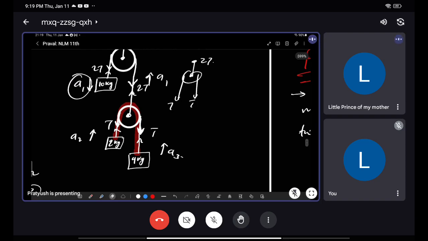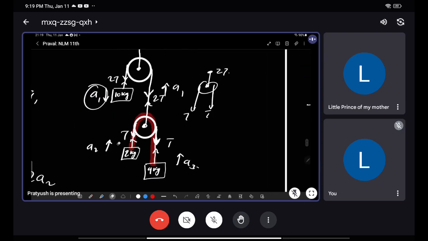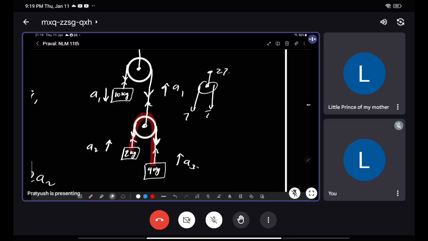See, Hemant, again, see one thing. The tension I have written here already. Tensions are not given in this question. We know that this block is of mass 2 kg and this block is of mass 4 kg. Let us consider that the acceleration of the 10 kg block is A1. It means the string is the same, so this string will have an acceleration of A1 but in the opposite direction. Similarly, for this part we took the acceleration as A2 and for this part we took the acceleration as A3. And we took as if both are going in upward direction.